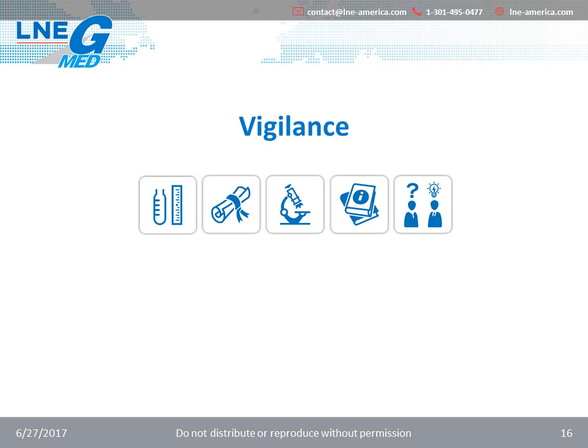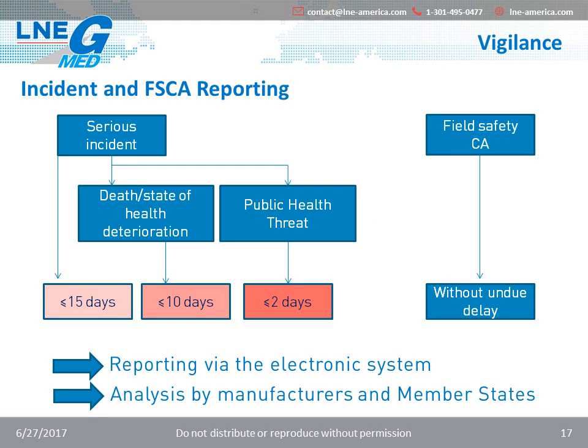We will now go over the requirements related to vigilance. For both regulations, these are located in Section 2 of Chapter 7. On this first slide of the topic, we have summarized the requirements for reporting of serious incidents and field safety corrective action found in Article 87 of the MDR, 82 of the IVDR.